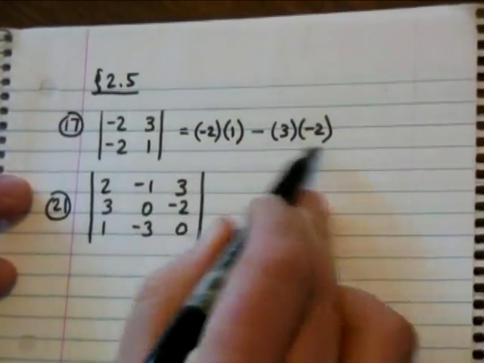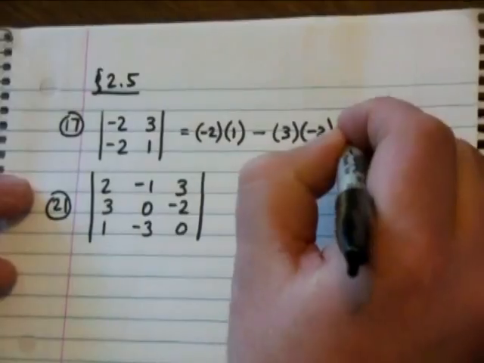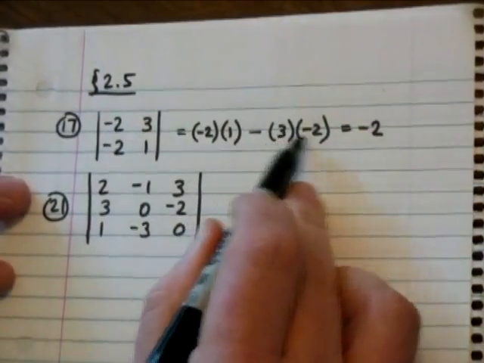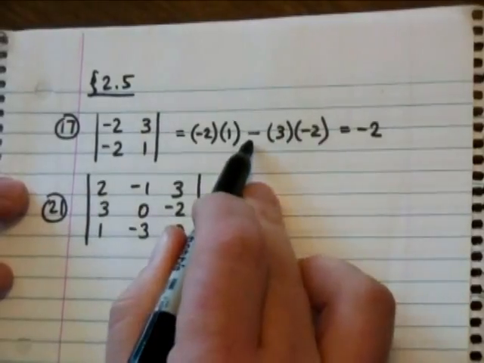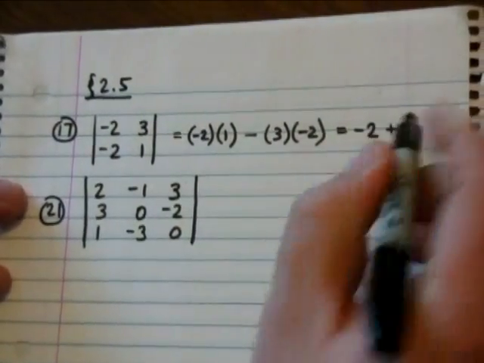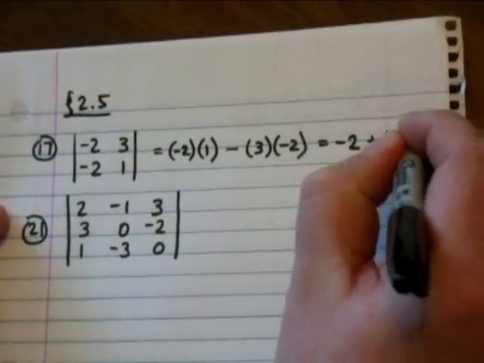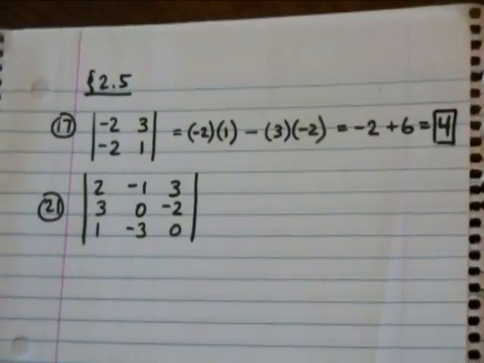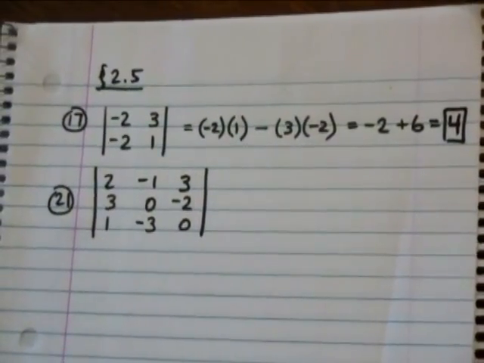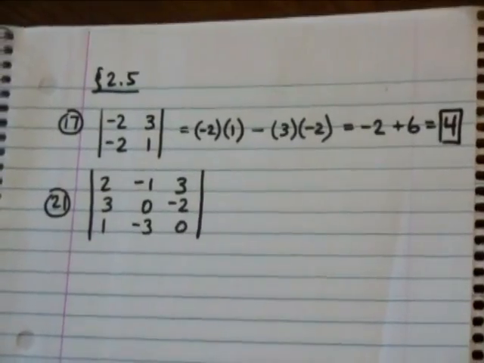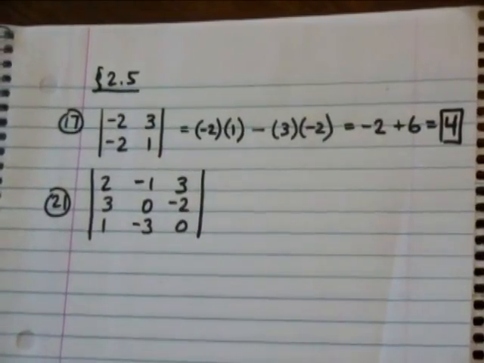Then you simplify this expression, so negative 2 times 1 is negative 2, and then here you've got 3 times negative 2, which is negative 6, but you're subtracting negative 6, which is the same as adding 6, and then combine those numbers together, and you find that the determinant of this is 4. So a 2 by 2 determinant is just simply doing a couple of multiplications and a subtraction between them.